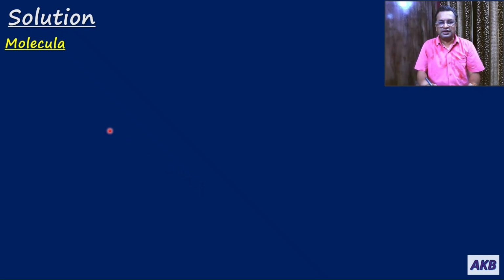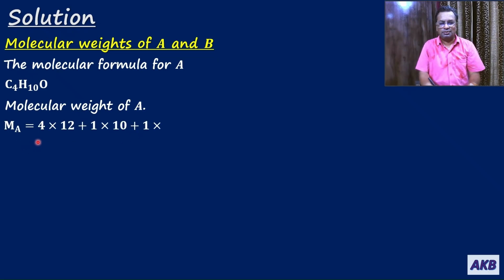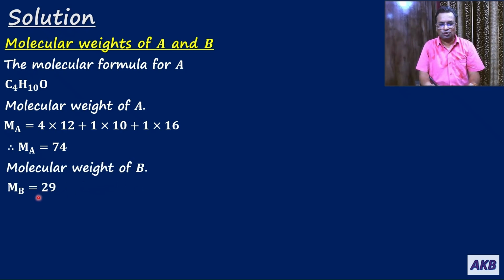So first we will need molecular weights of A and B. The molecular formula for A is C4H10O. So the molecular weight of A, that is Ma, will be equal to 4 carbon atoms into the atomic weight of carbon plus 10 hydrogen atoms into the atomic weight of hydrogen plus 1 oxygen atom into the atomic weight of oxygen. That gives us Ma as 74. Then the molecular weight of B is known to us, it is 29. So Mb is 29.